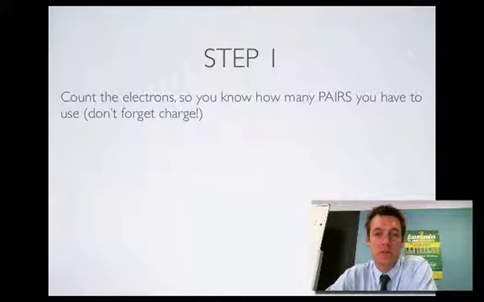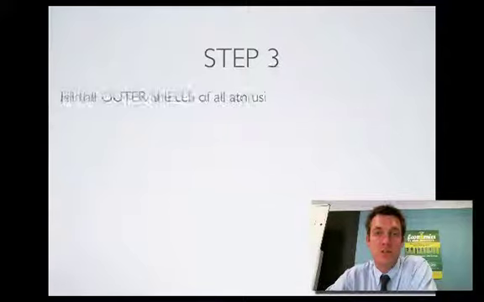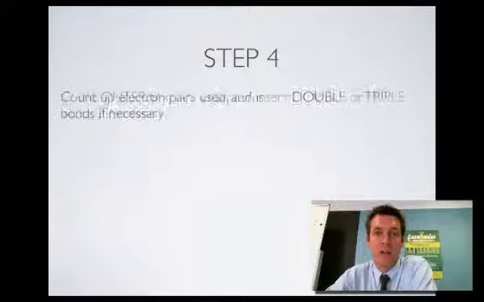Count the electrons so that you know how many pairs you have to use, not forgetting the charge on the substance if there is a charge. Step 2 is to join all the atoms to the central atom using single bonds. Step 3 is to fill the outer shells of all the atoms you have. And step 4 is to count up the electron pairs that you've used so far and insert any double or triple bonds if necessary. So if you've used too many pairs, this is a way of cutting down on the amount of electron pairs you've got.